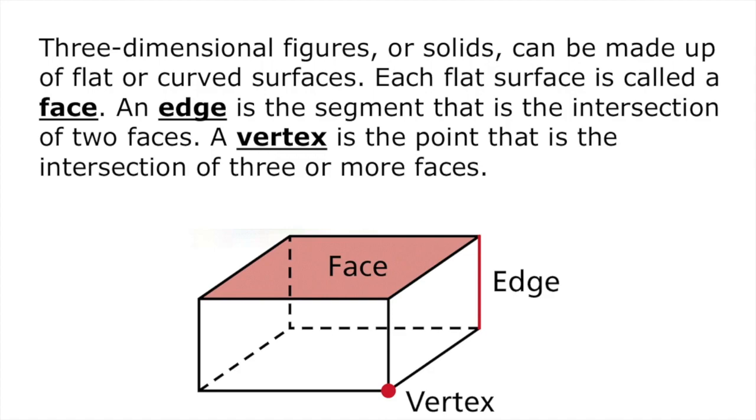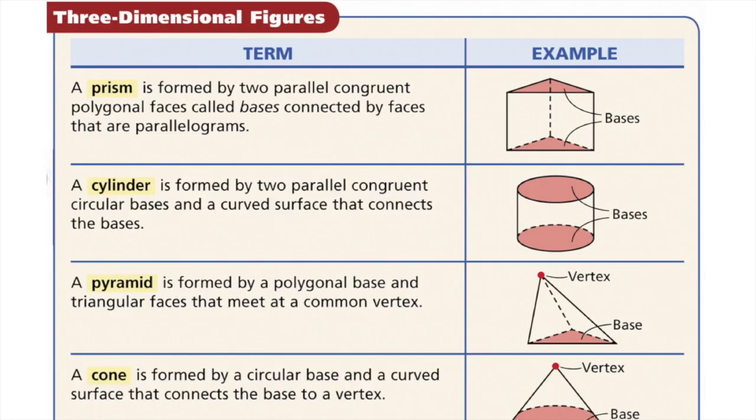Here's a list of the 3-dimensional figures we'll be looking at. The first one is a prism. A prism is formed by 2 parallel congruent polygonal faces called bases. So from here on out, we're going to refer to the parallel congruent faces as bases, and when I refer to faces, I'm going to be talking about all of the sides that are not the base.